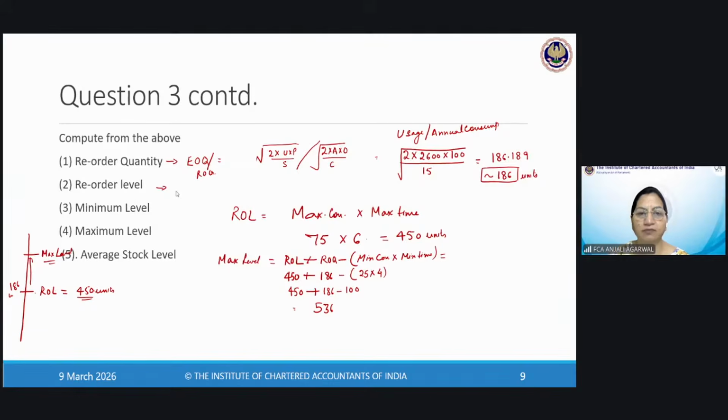I'm not able to understand, Nagaraj. 450 plus 400, 750, 200. I hope I have made myself clear here.